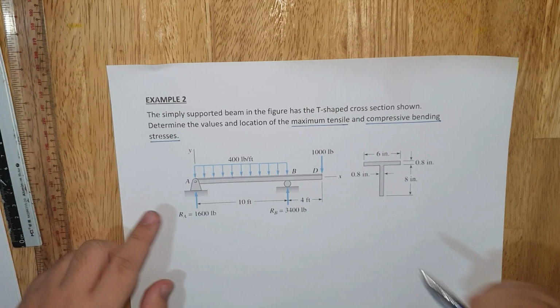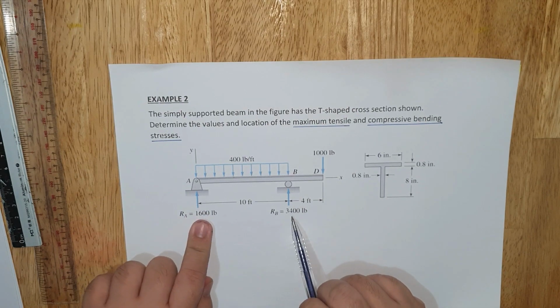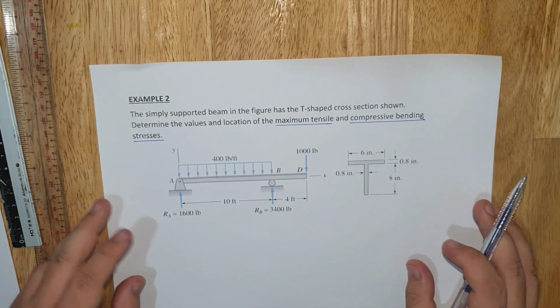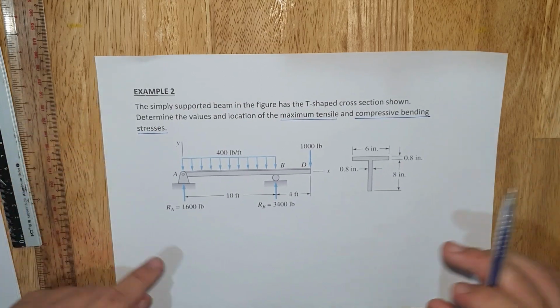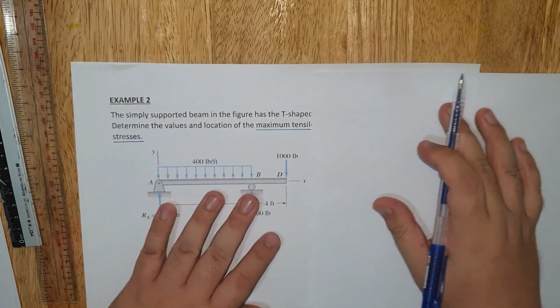Okay, so for this, meron tayong overhanging beam. So given na ulit yung reactions natin, so what we can do is to calculate na yung shear and moment diagram natin.